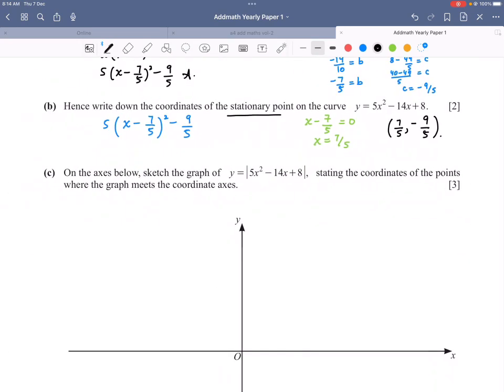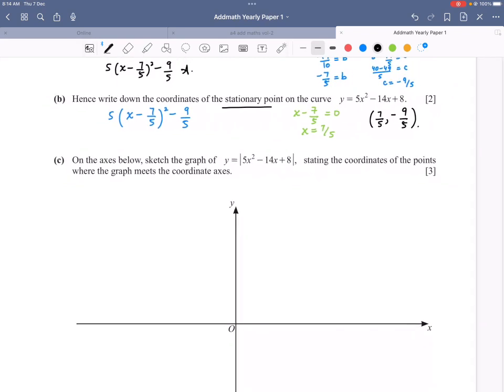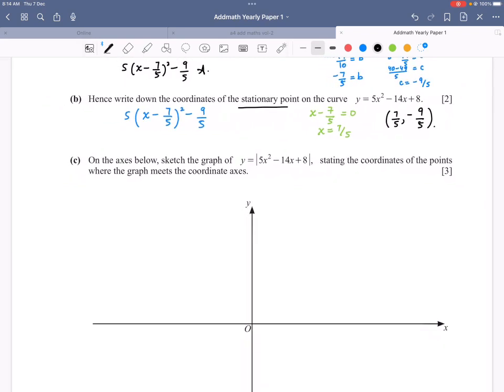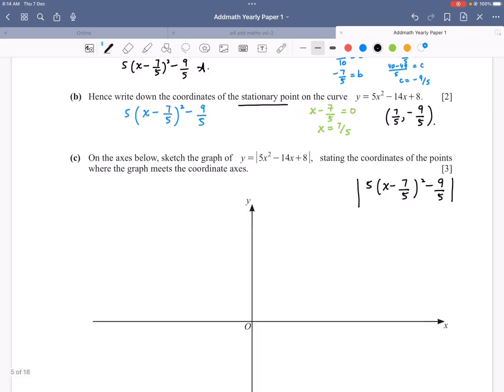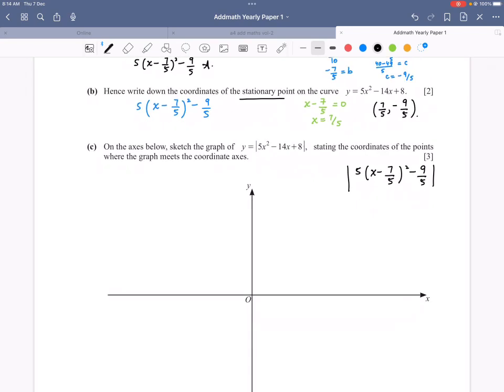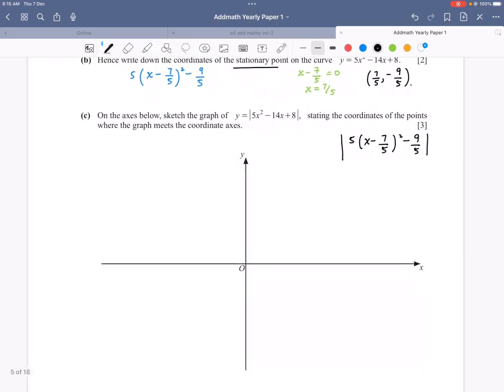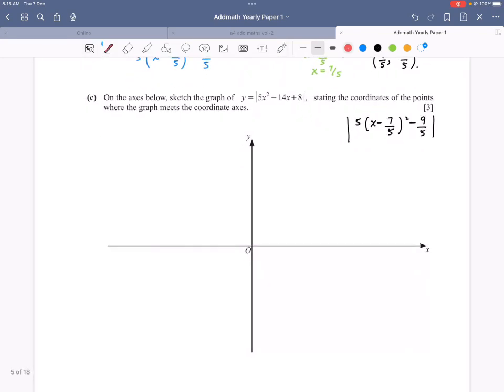On the axis below, sketch the graph. Now we need to sketch the graph of 5(x − 7 over 5)² − 9 over 5, but with a modulus sign. Alright, you need to construct the graph but with the modulus sign. So we had to find out the stationary point as well, that x is 7 over 5 and y is −9 over 5.